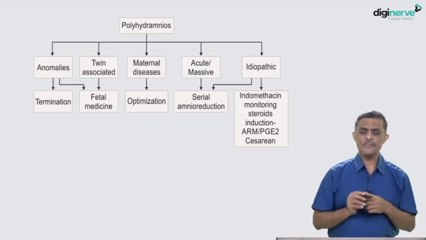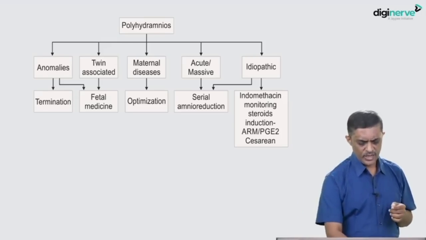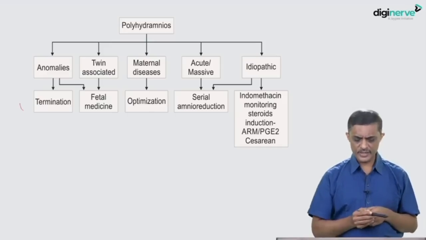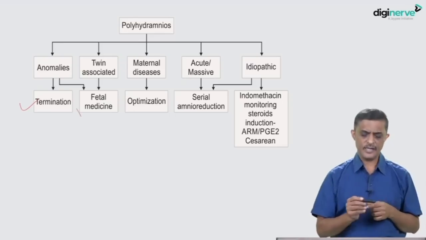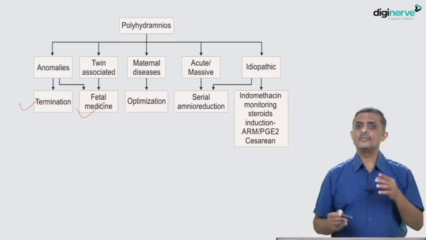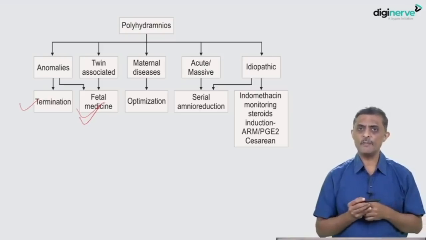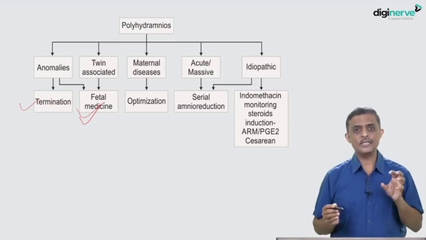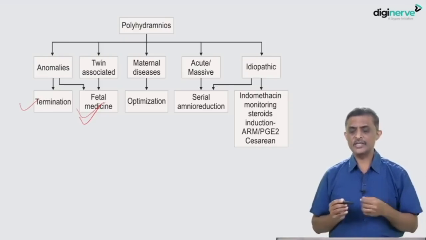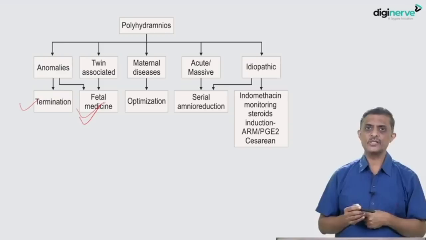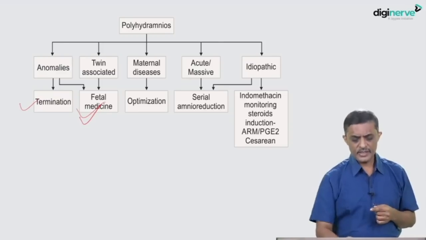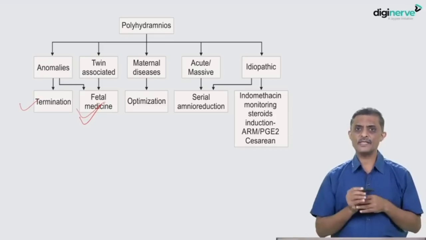So just to summarize polyhydramnios, if you have anomalies, consider termination or refer to fetal medicine. For twin associated polyhydramnios, fetal medicine people might always help us. This particular facility may not be available everywhere in India, but whenever it is possible to obtain the help of a fetal medicine expert, it is ideal that in such situations you take their help and cure this problem once and for all. In case of maternal diseases, you optimize the condition.